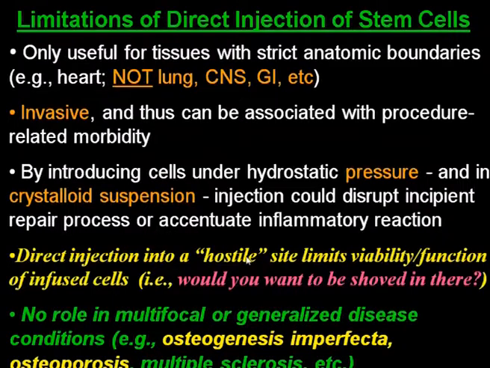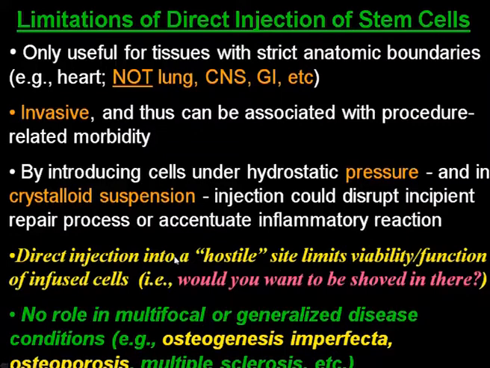So let's go into the major problems and limitations of the direct injection approach. Well, first, as I mentioned, it's only useful for tissues with strict anatomic boundaries. So you can use it for the heart, but you couldn't use it for the lung, for the central nervous system, for the GI tract. It's invasive and thus can be associated with procedure-related morbidity. Importantly, by introducing these cells under hydrostatic pressure, that is, in a needle, into a site, you actually could disrupt, under the pressure situations of that injection, the incipient repair process and/or accentuate the inflammatory reaction at the site.